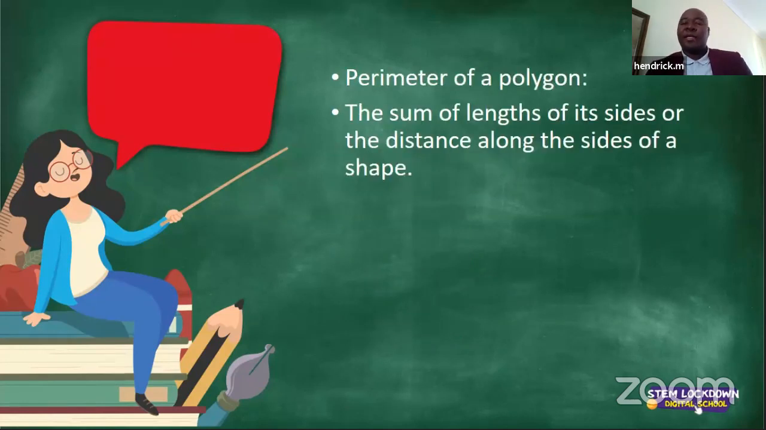We are now proceeding to define the perimeter of a polygon as follows: the sum of the lengths of the sides or the distance along the side of the shape. I usually call it the edge. So the definition of a perimeter for any polygon has not changed. It is still the same. It will be the distance along the sides of the shape or the sum of the lengths. If you add all the sides, then you should be able to get the perimeter.